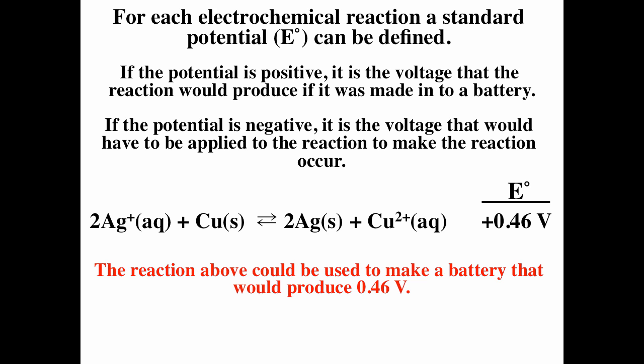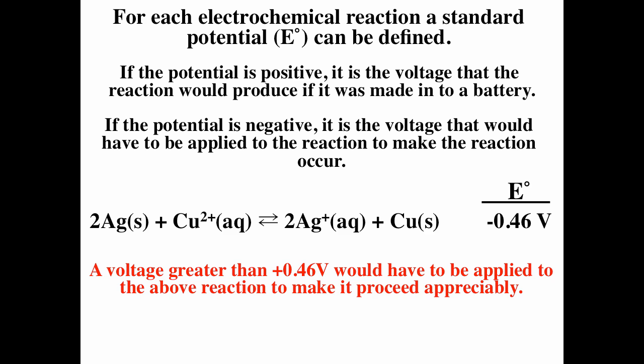For each electrochemical reaction, we can define a standard potential. If the potential is positive, its voltage corresponds to what voltage the reaction would produce if it's made into a battery. If the potential is negative, it is the voltage that would have to be applied to the reaction to make the reaction occur. We can look at the reaction of silver ions plus copper metal going to silver metal plus copper ions. It has a potential of 0.46 volts. If we made this reaction into a battery, the battery should produce a potential of 0.46 volts.